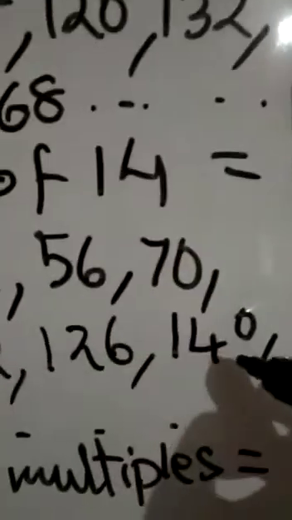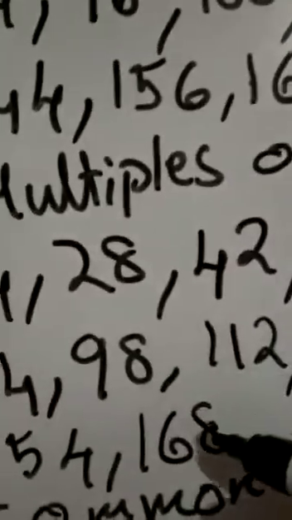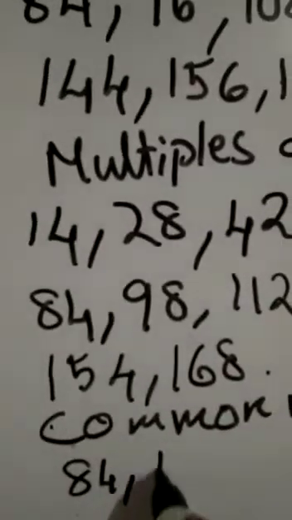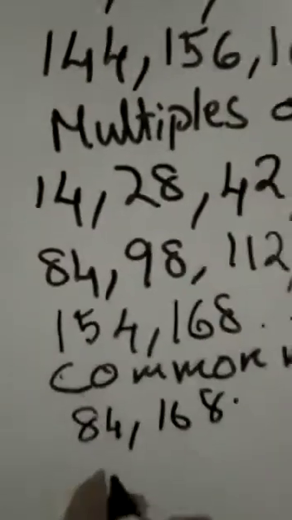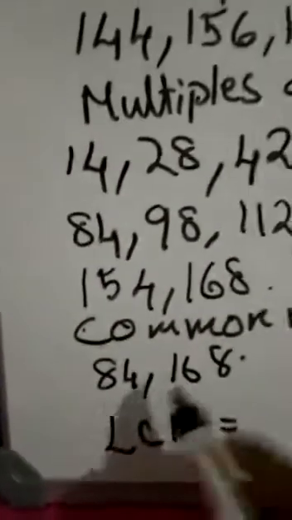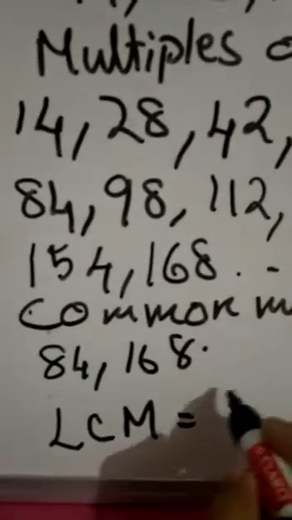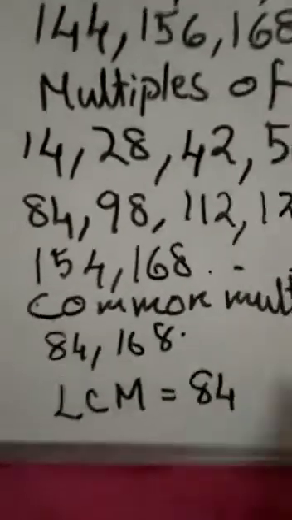Okay, next 96. Is 96 here? No. 108 here? No. 120 here? No. 132 here? No. 154 here? No. 156 here? No. 168 here? Yes, 168. The next common is 168. That means what will you get as the LCM? The first number you get in common will be the LCM, right? So the LCM is 84. Okay, is it clear?